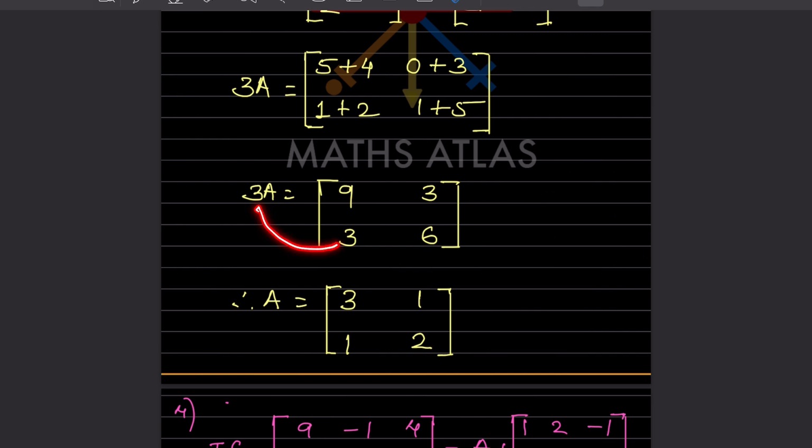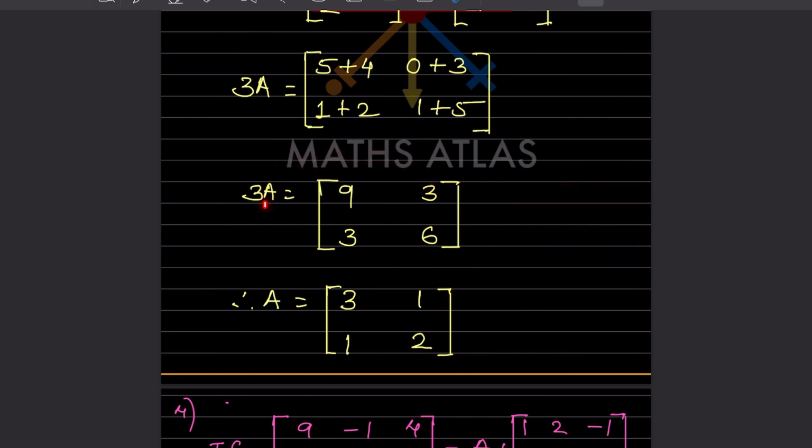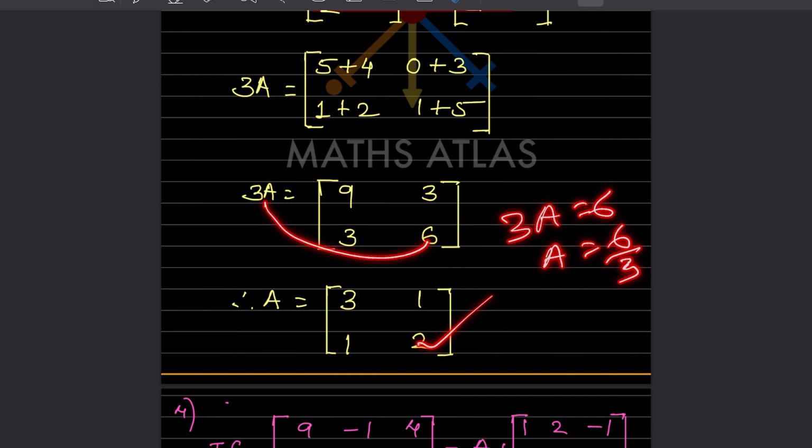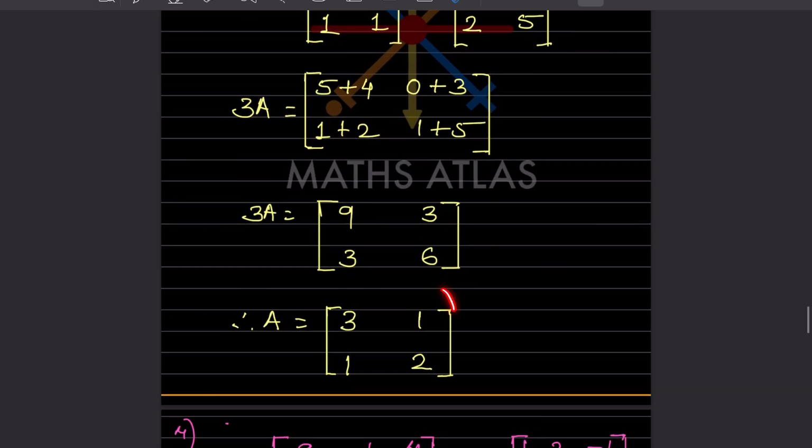Again, now you are going to compare this and this. 3A is 3. So A is going to be 3 divided by 3, that is going to be 1. Now again you will compare this and this. That will be 3A is 3. Again A is going to be 3 by 3, that is going to be 1. Again you will compare this and this, that is 3A is 6. So A is going to be 6 by 3, that is going to be 2. They have asked for the matrix A. So this is the matrix A. So this is the answer.